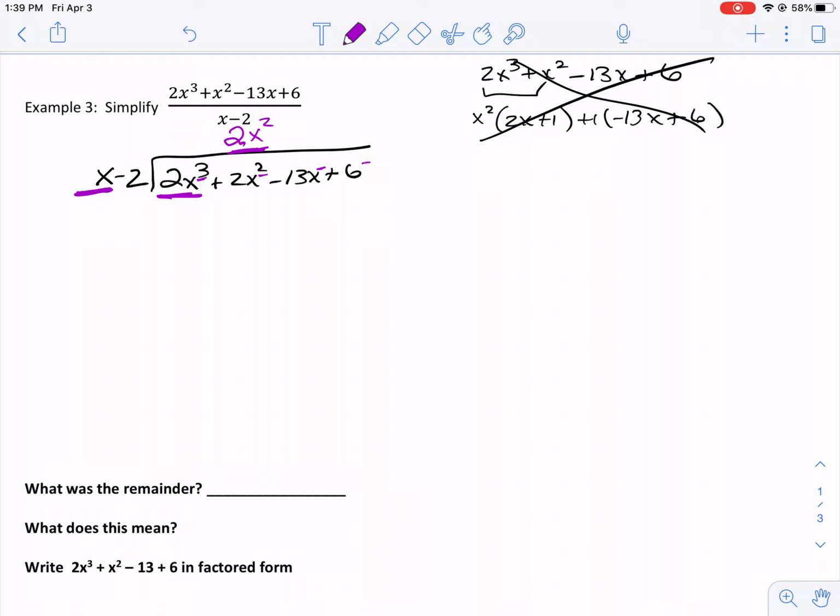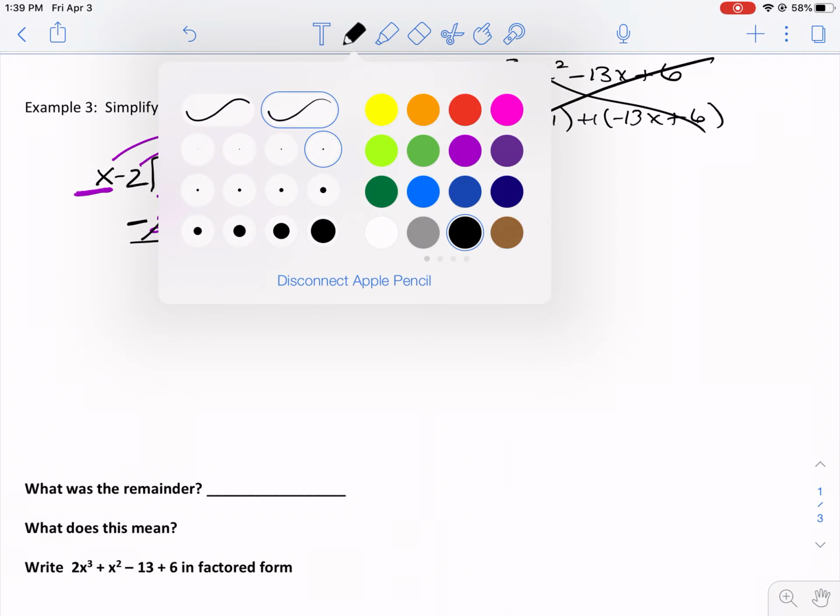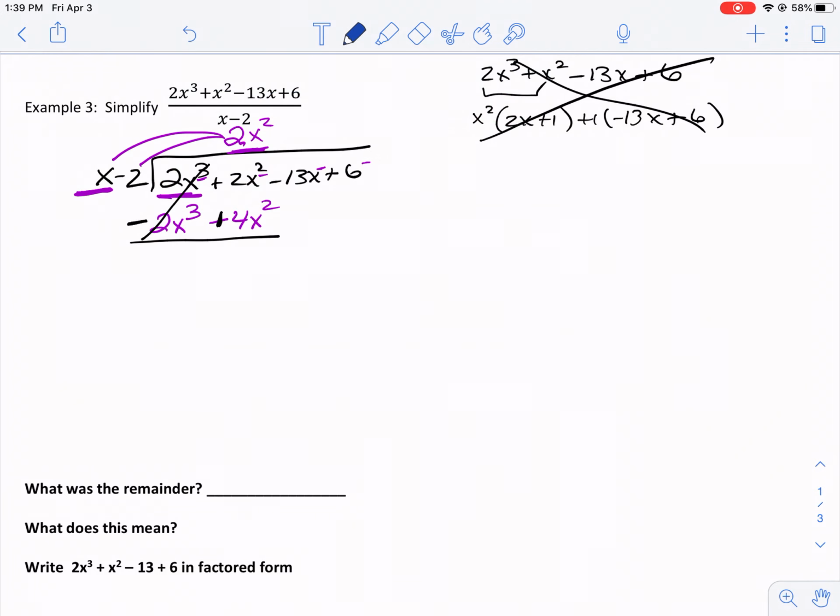So now I'm going to take that 2x squared and distribute it to both the terms on the outside. That gives me 2x cubed. And 2x squared times negative 2 is negative 4x squared. I now want to subtract. To subtract, I distribute my minus, which changes both signs, and do what it says. 2x cubed minus 2x cubed cancels. Positive 2x squared plus 4x squared makes it 6x squared. Bring down your next term. Do it all over again.